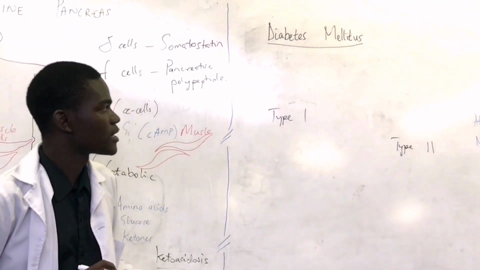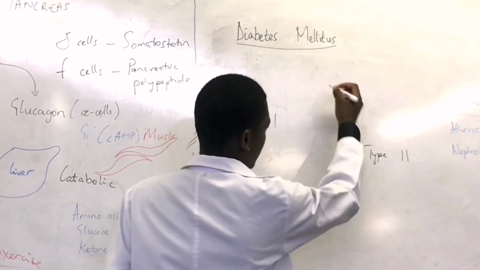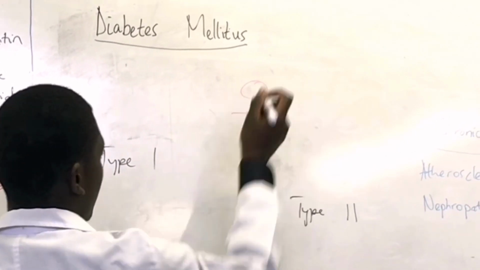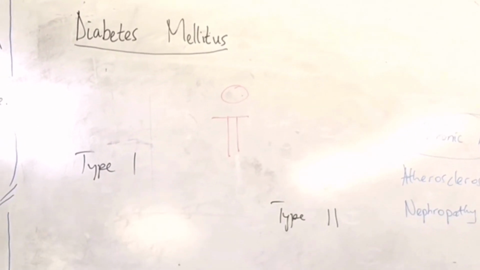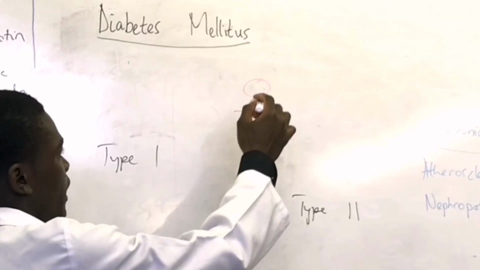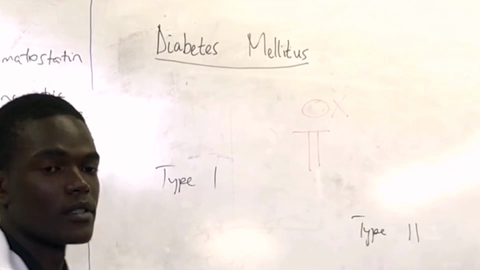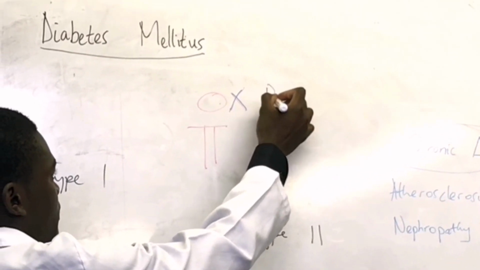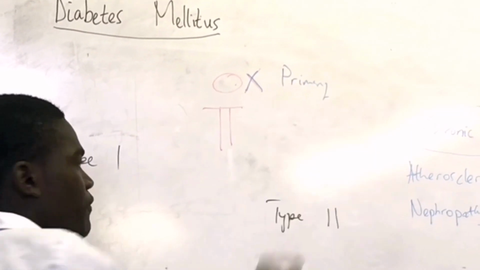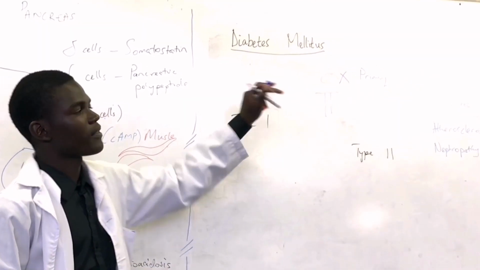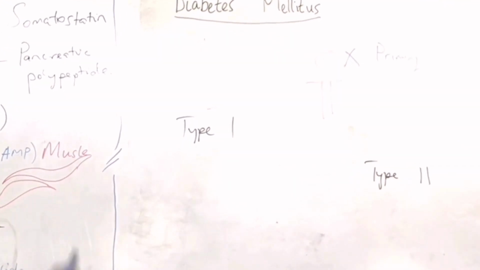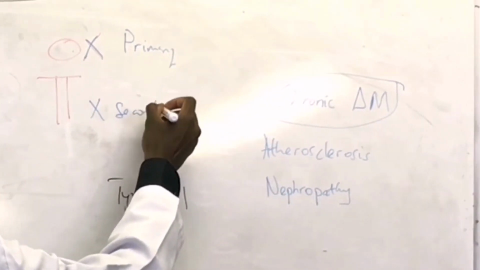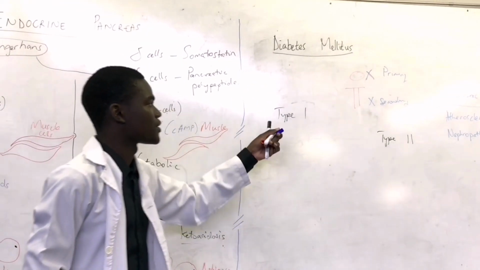Because when we classify it as primary and secondary, we are saying that we have our ligand molecule here. This is our ligand molecule, and this is our receptor. For a primary, we are saying we don't have the ligand at all. This is primary. Then for the secondary, we're saying that we have the ligand, but the receptor is not working. Okay. So this is secondary. Okay, so the same applies to diabetes.